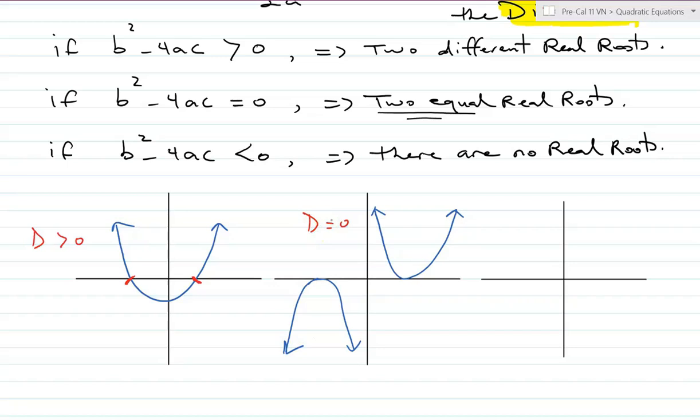And then the last case, you have a situation where it doesn't even cross the x-axis. It's upside down, or it could be on this side, but it doesn't ever cross the x-axis, and in this case you have D that is less than 0. And these are the pictorial representation of these three possible scenarios for the discriminant. Okay, all right, practice time.